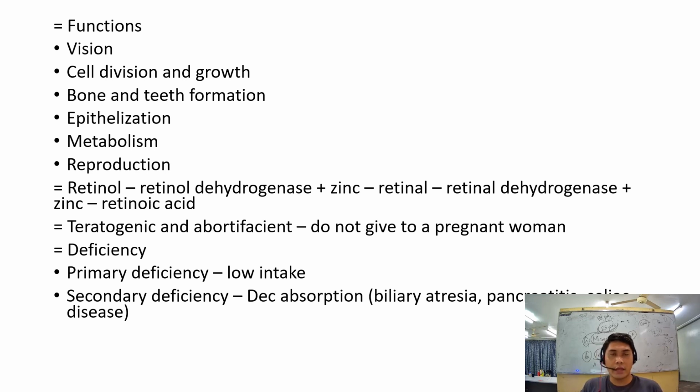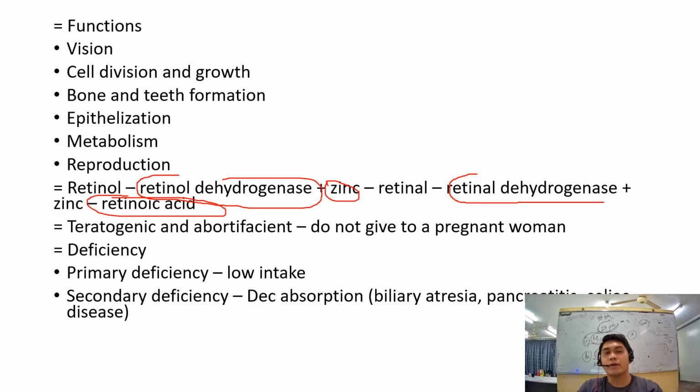Regarding vitamin A and retinoids, the active form of vitamin A is retinoic acid. You need to convert retinol to retinal, and retinal to retinoic acid. For the conversion of retinol to retinal, you need the enzyme retinol dehydrogenase and zinc. Zinc activates retinol dehydrogenase, so without zinc, there's no conversion of retinol to retinal. Next is the conversion of retinal to retinoic acid using retinal dehydrogenase and zinc. Zinc activates retinal dehydrogenase.